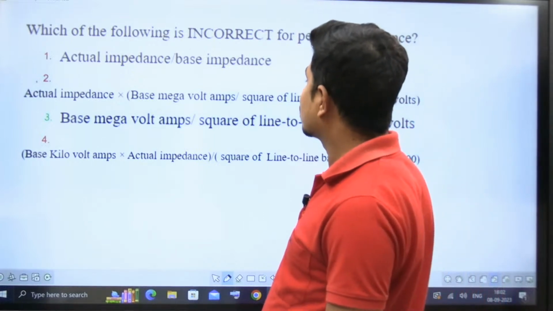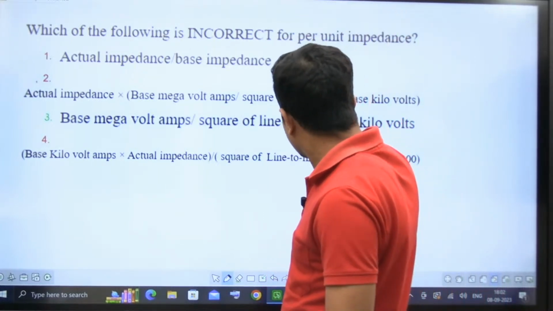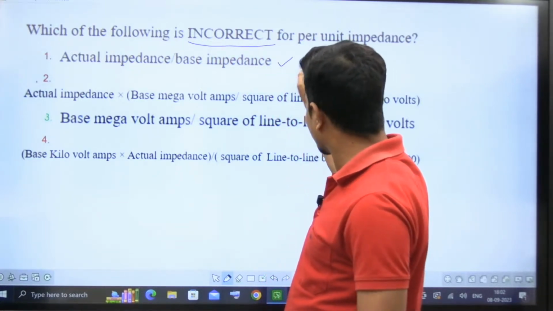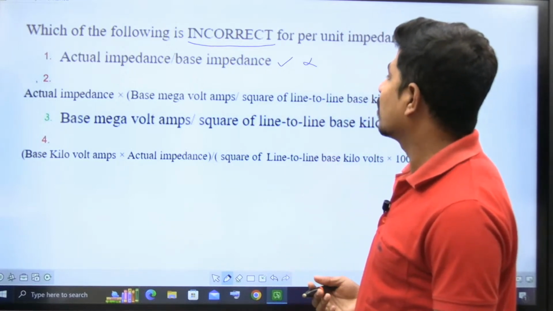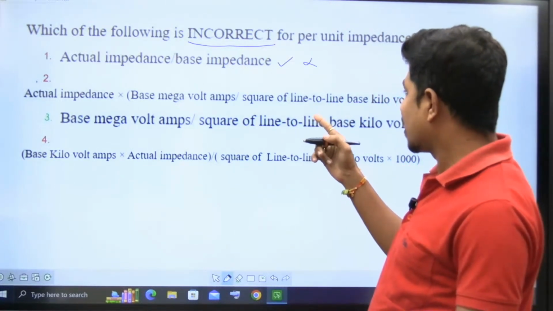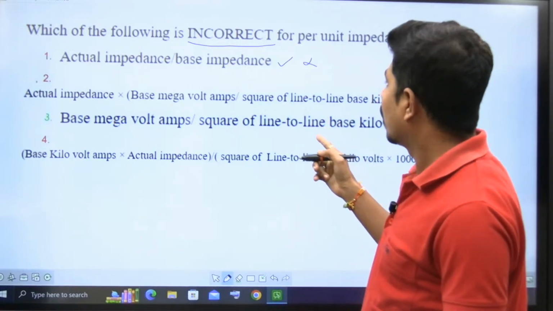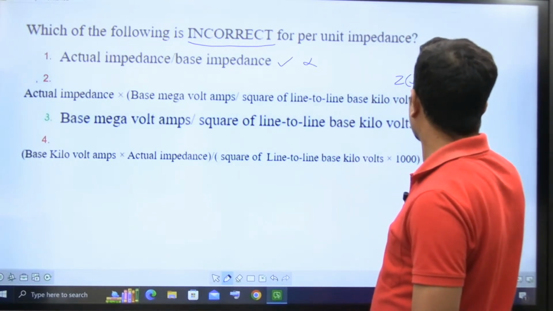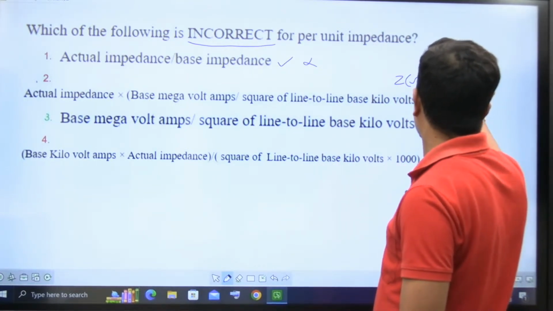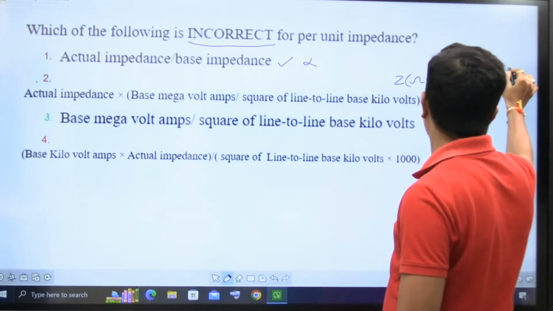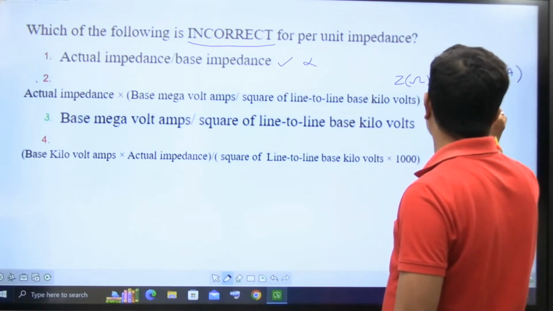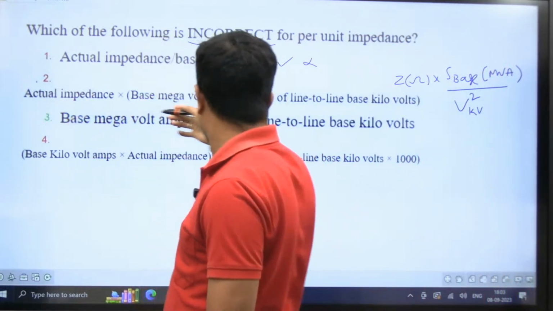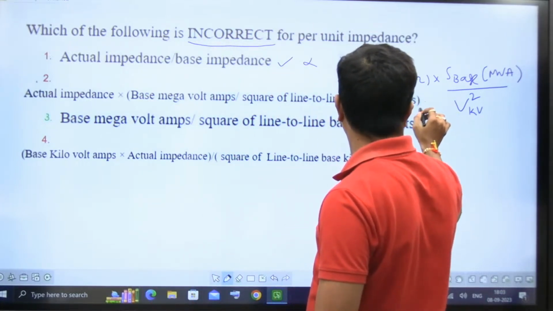What is option A? Actual impedance by base impedance. This statement is correct, but he's asking about incorrect. Therefore, this is not the answer. Second one, actual impedance into base voltage. The second formula is actual impedance in ohms into S base in MVA by voltage base square in kV. This is also correct, but this is not our answer.